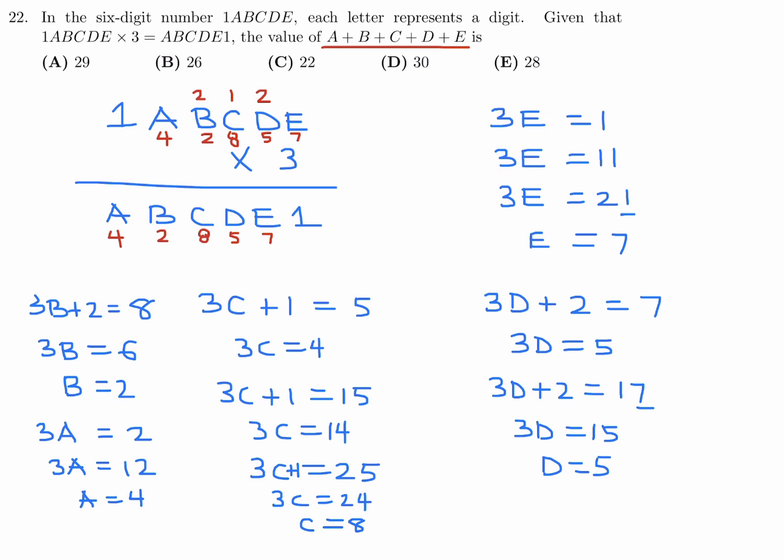So now we got to figure out A plus B plus D plus C. Okay, so that's going to be 4 plus 2 plus 8 plus 5 plus 7. And that is equal to 26. So number 22, the answer is B.